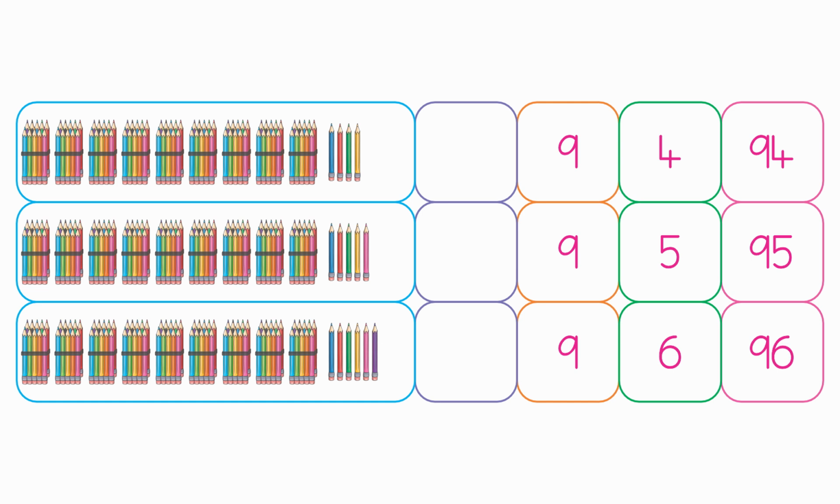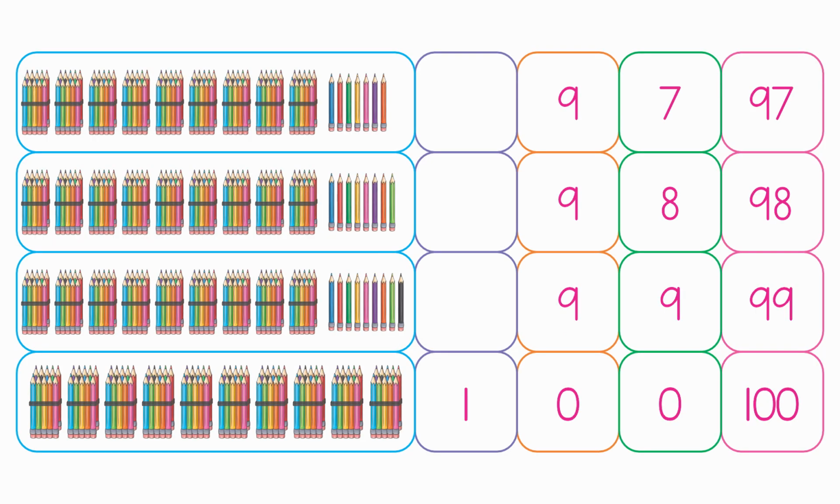6 ones, 9 tens, 96. 7 ones, 9 tens, 97. 8 ones, 9 tens, 98. 9 ones, 9 tens, 99.